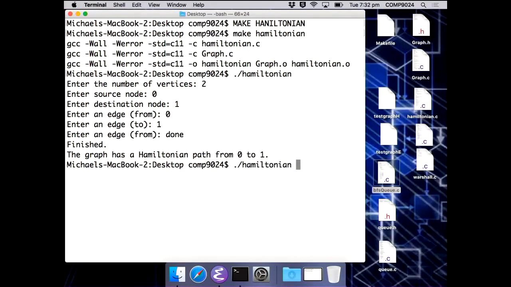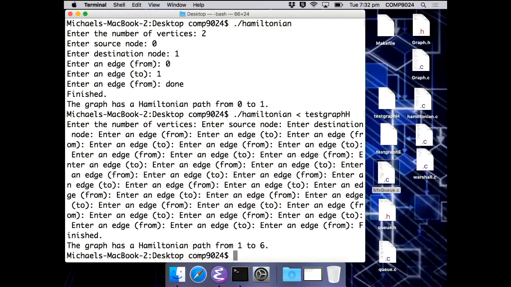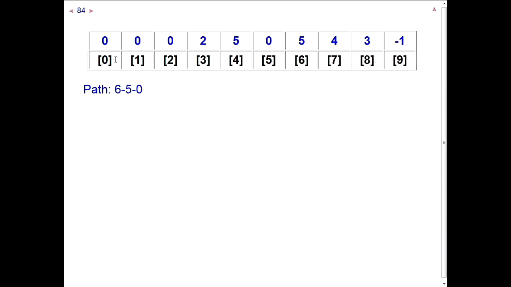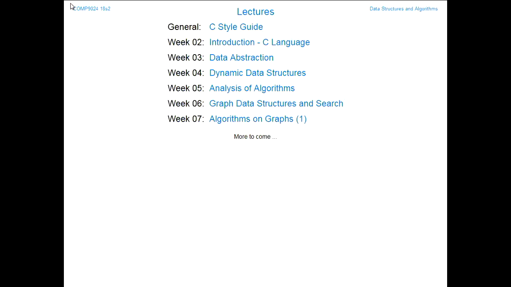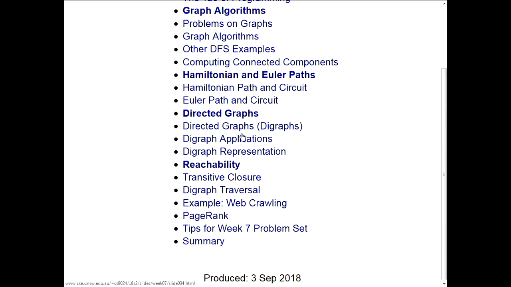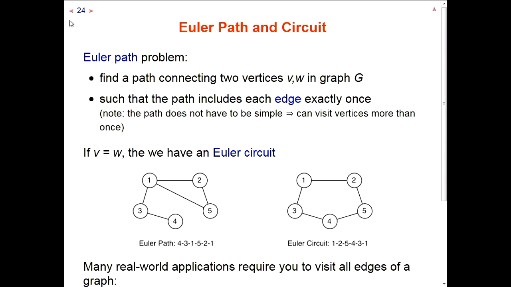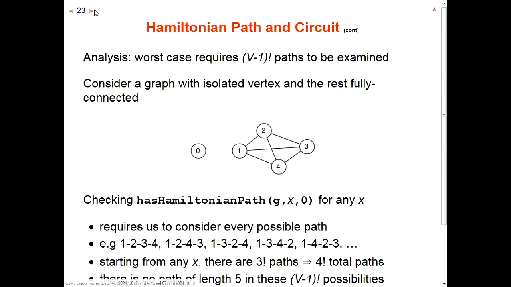That's not particularly interesting. Let me take the test graph H. And, well, it reads all the edges. This is the output. And in the end, it says there is a Hamiltonian path, which would be exactly the one that we have found. Okay. All right. So that was the breadth-first search. Let me go back to where we were. Hamiltonian paths, I think slide 23. Yes, we looked at this slide.